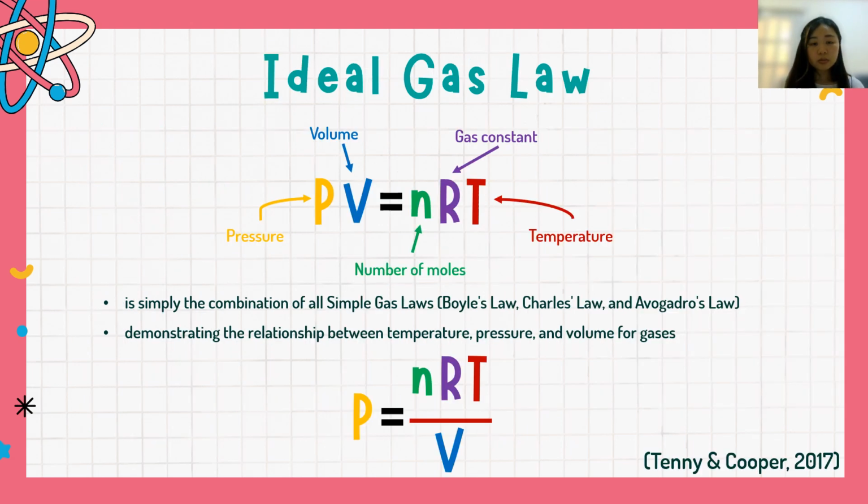The experiment is supported by the ideal gas law, PV equals nRT, which is simply the combination of all the simple gas laws: Boyle's law, Charles's law, and Avogadro's law, demonstrating the relationship between temperature, pressure, and volume for gases. And from this equation, we can see that pressure affects the volume.